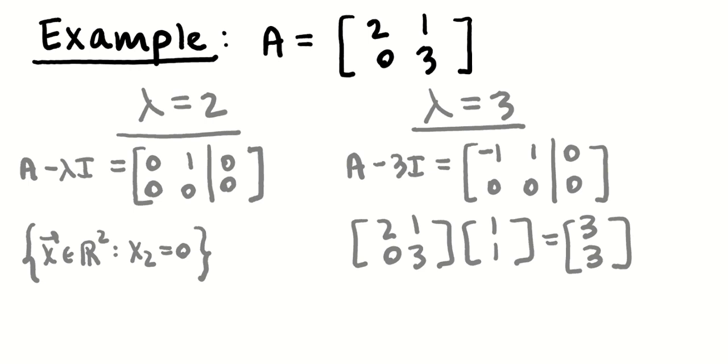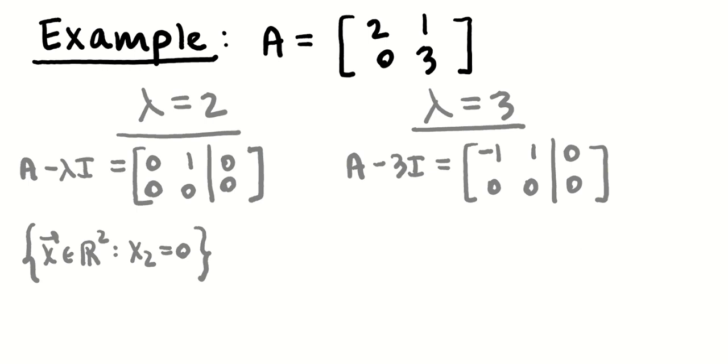And look, I just scaled up my vector by 3, which is what I said was going to happen with the eigenvalue lambda equals 3. So my eigenvectors for this scenario are the set of all vectors in R2 for which x1 is equal to x2. In the familiar xy plane, that would be the set of all points along the line y equals x.